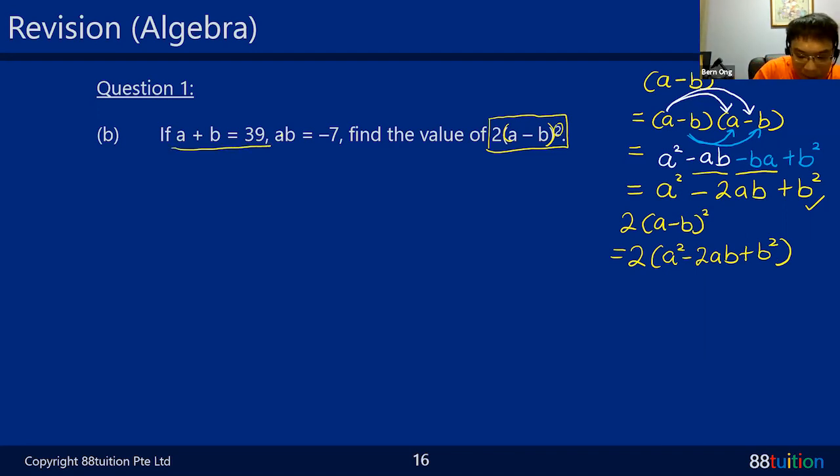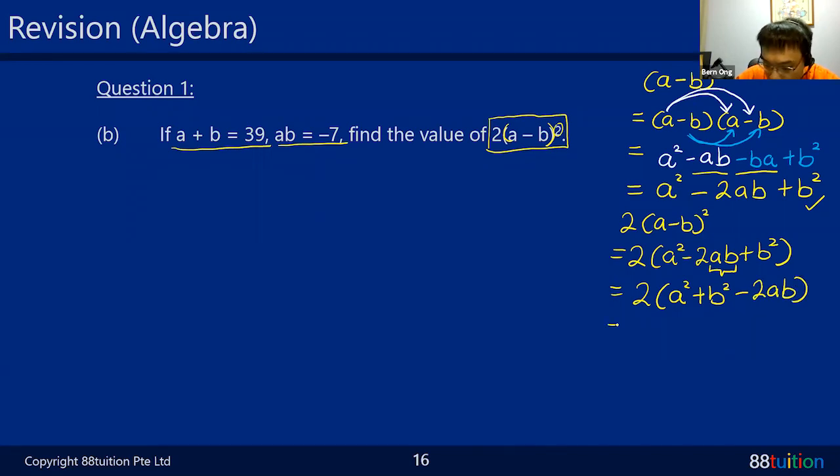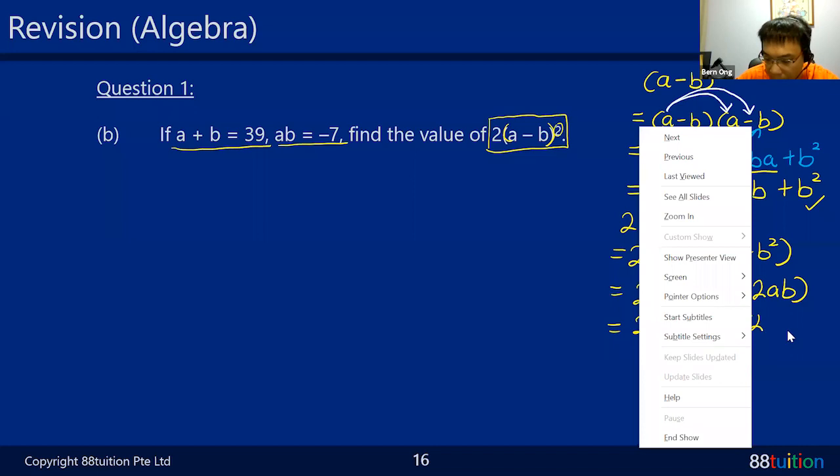They say that A plus B is 39. AB is negative 7. AB, hey, I got AB. Isn't this AB? Yes. So I purposely put them together. I arrange it. A squared plus B squared, I put it beside each other, minus 2AB. All right, can I do that? I can. So I'm just arranging it. Nothing wrong with that. Minus 2AB. What's AB?